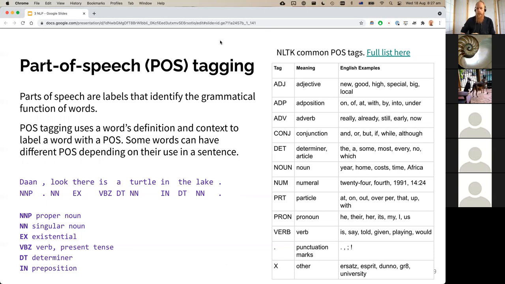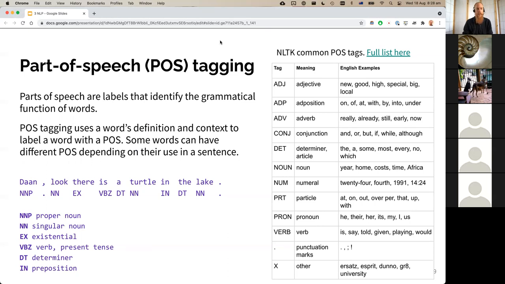So an example noun might be the word Africa. If we part-of-speech tag the word Africa, we'll have the tag noun. So in our example, "Dan, look, there's a turtle in the lake," the parts of speech for this sentence are glossed underneath it.